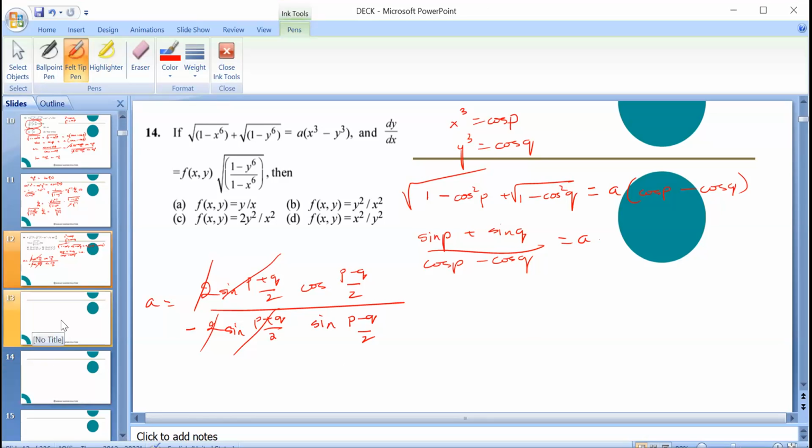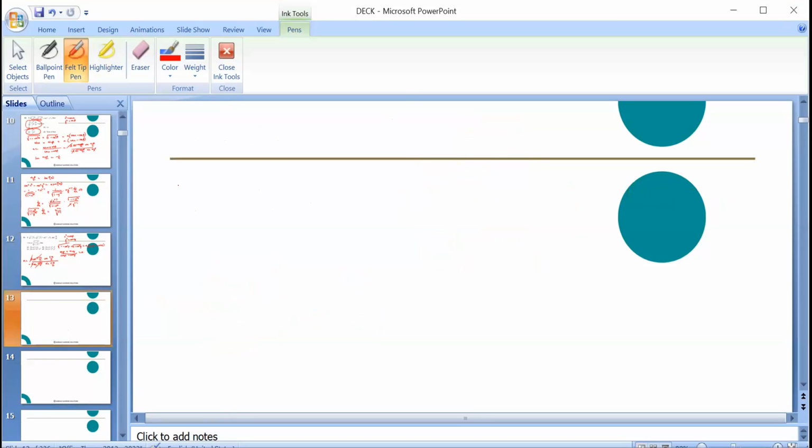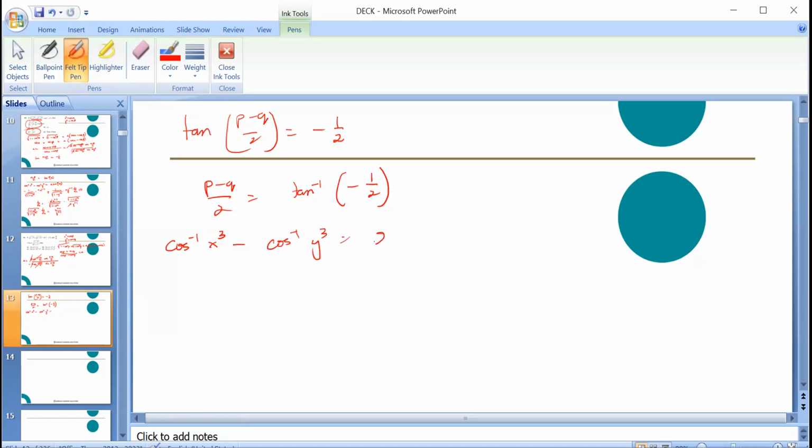And so as we had in the previous question, same way we can write tan of p minus q by 2 equal to minus 1 by a. P minus q by 2 is tan inverse of minus 1 by a. P will be cos inverse x cube, q will be cos inverse y cube, equal to 2 tan inverse minus 1 by a.